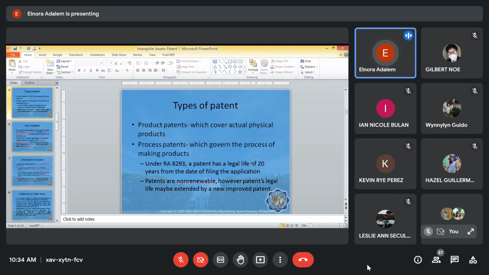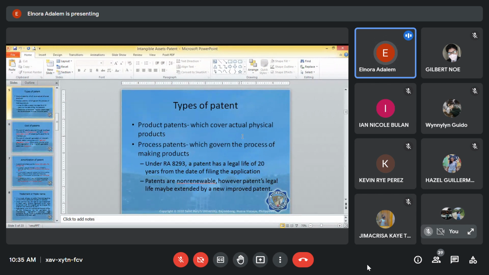So we have here two types of patent, product patent and process patent. For product patent, this will cover actual physical products, while process patents govern the process of making products.